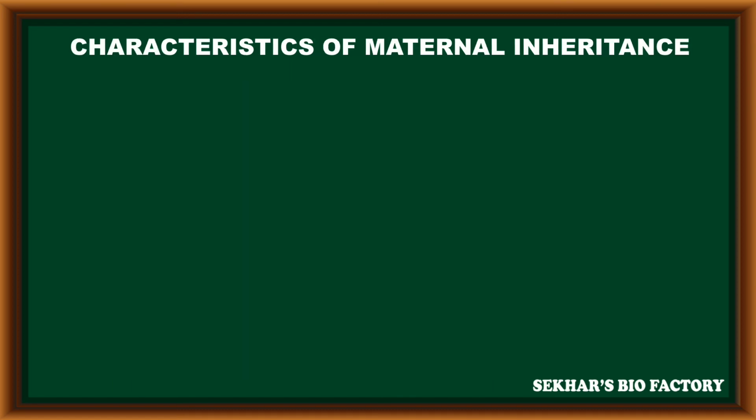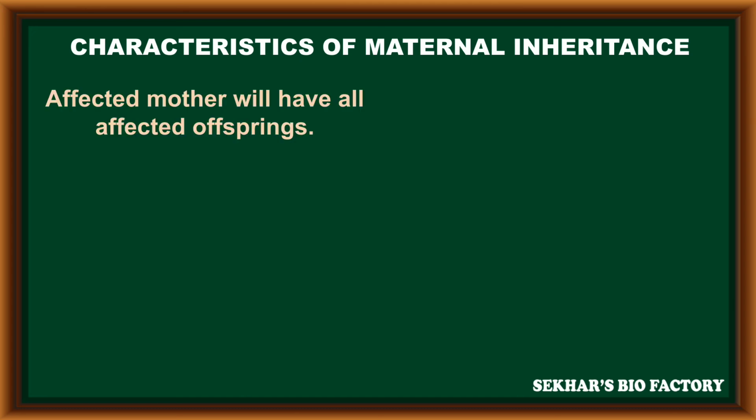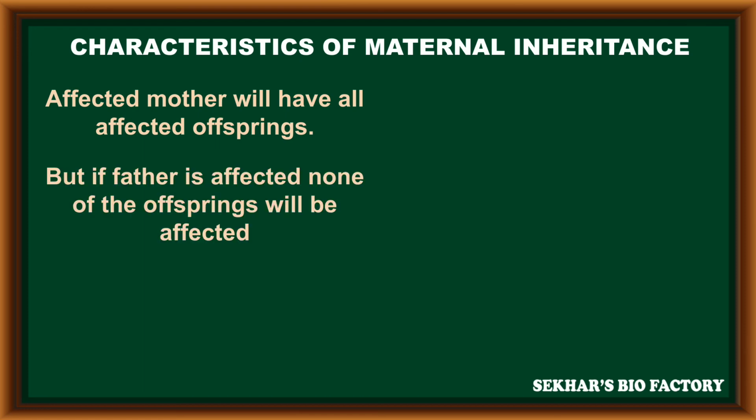And the last one is the characteristics of maternal inheritance, that is also called mitochondrial inheritance. It's very simple to identify this maternal inheritance. In this, the affected mother will have all affected offsprings. If a mother is affected, all her children are affected. But if a father is affected, none of their offsprings will be affected. So these are the two important key features for maternal inheritance.